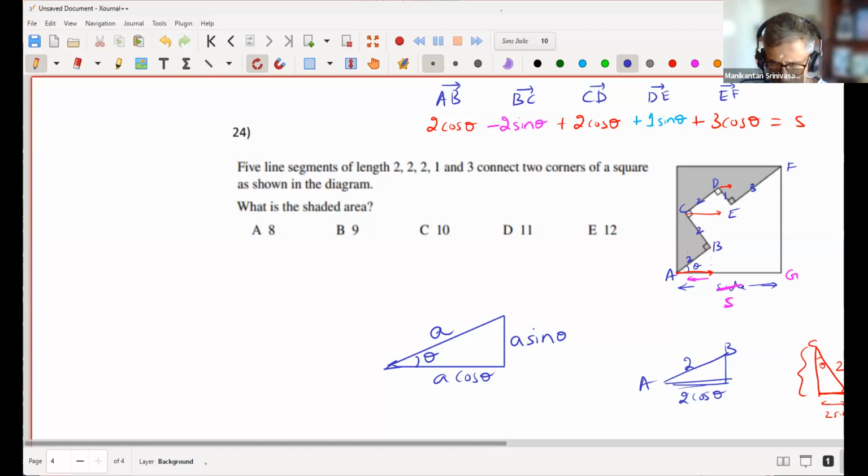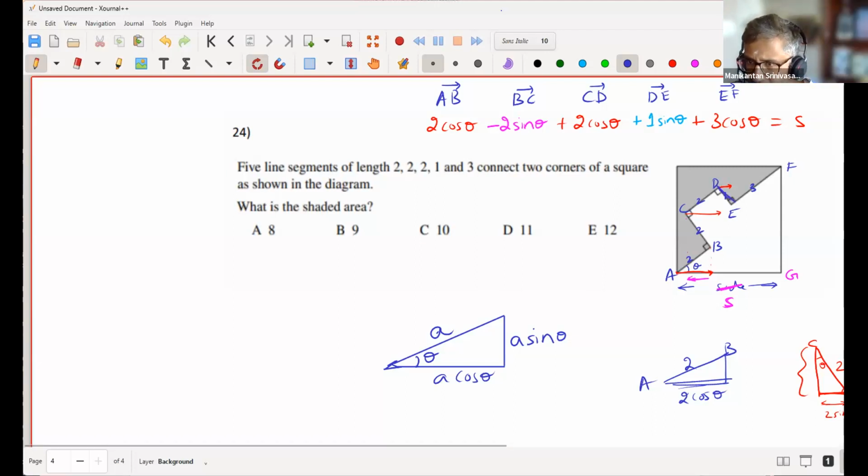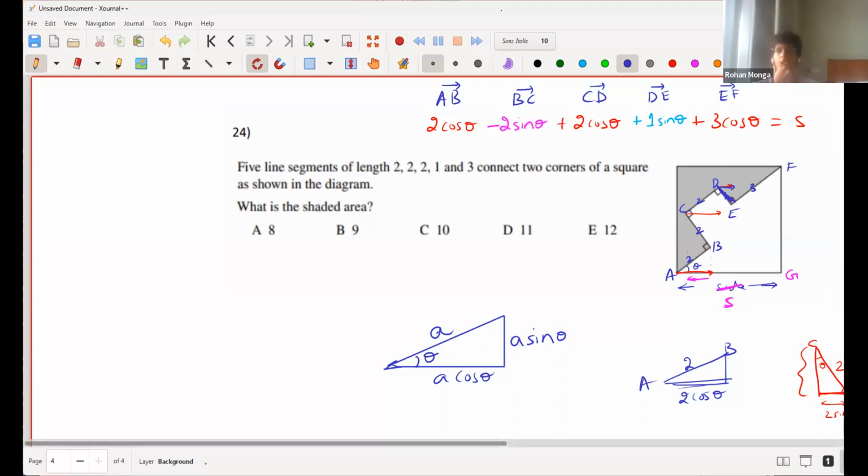Rohan? How isn't DE a contribution to the left? No, DE is going to the right, no? DE is this. So effectively you're moving right only, right? Oh, yeah. Okay, so that explains the plus and minus side. So everything else plus except the BC, which is pulling us to the left.